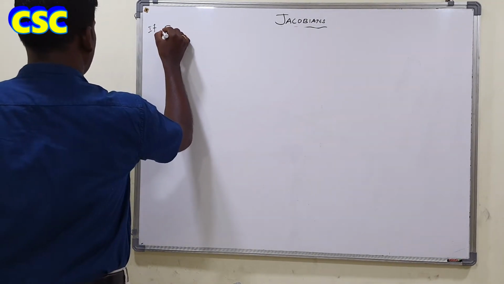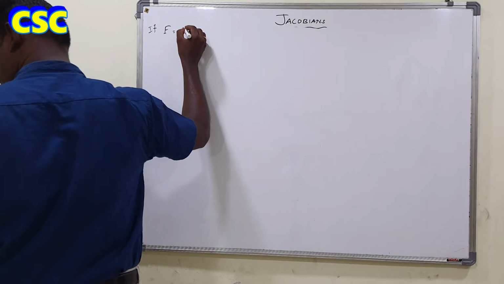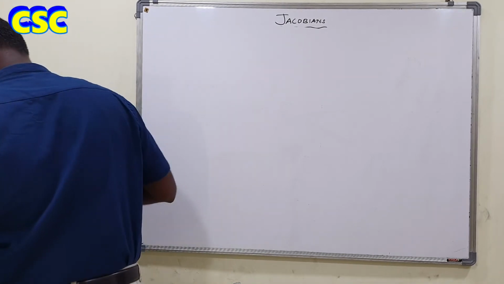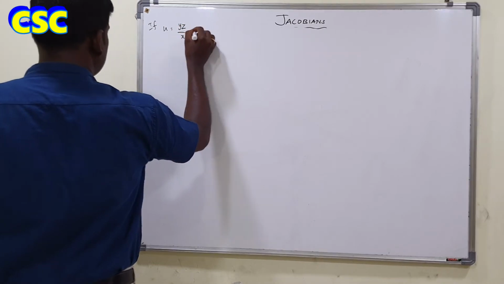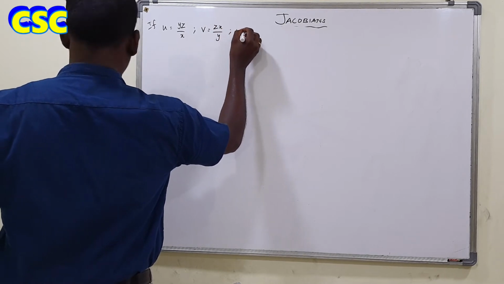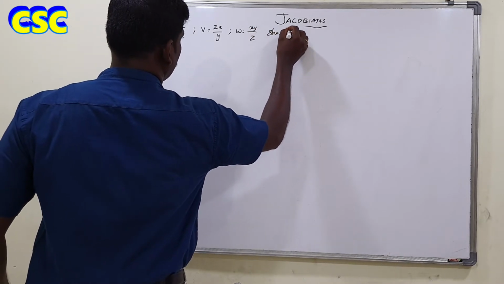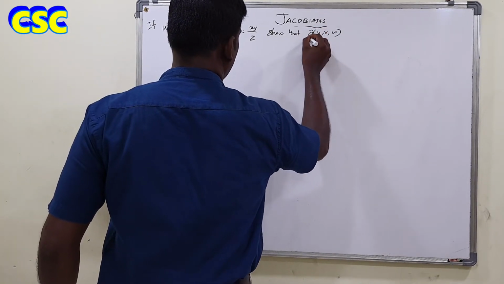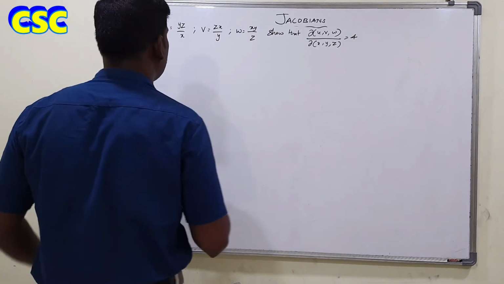If u is equal to yz by x, v is equal to zx by y, and w is equal to xy by z, show that dou of u, v, w with respect to x, y, z is equal to 4. Right, solution.